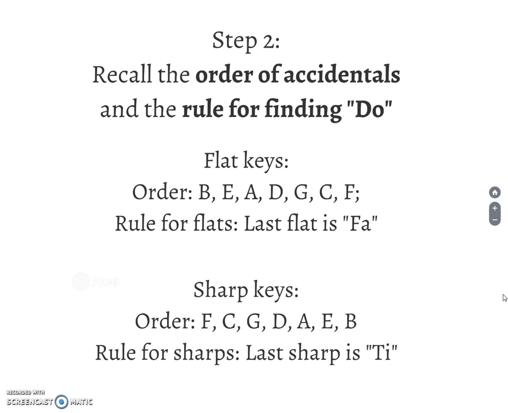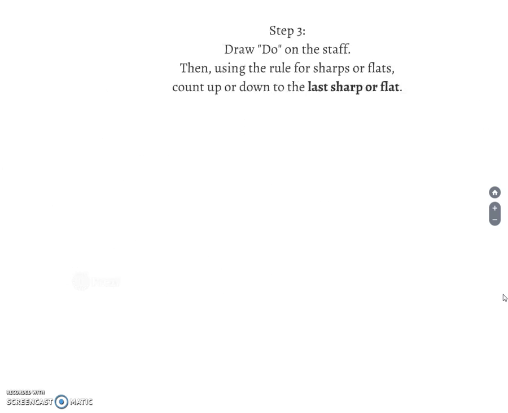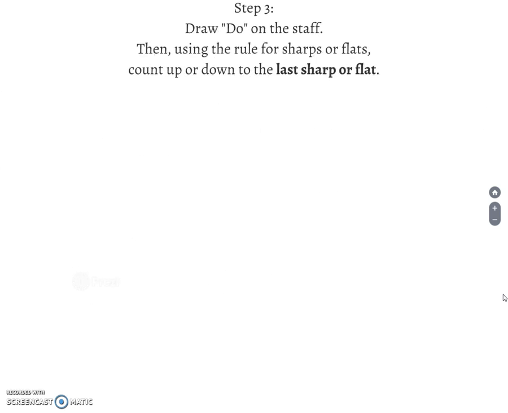For sharp keys, the order of accidentals is F, C, G, D, A, E, B. And the rule that we learned for finding do is that the last sharp is Ti. So we need to keep these things in mind as we try to create our scale. Step 3, we're going to draw do on the staff, and then we're going to use the rule of sharps or flats to count up or down to our last sharp or flat.